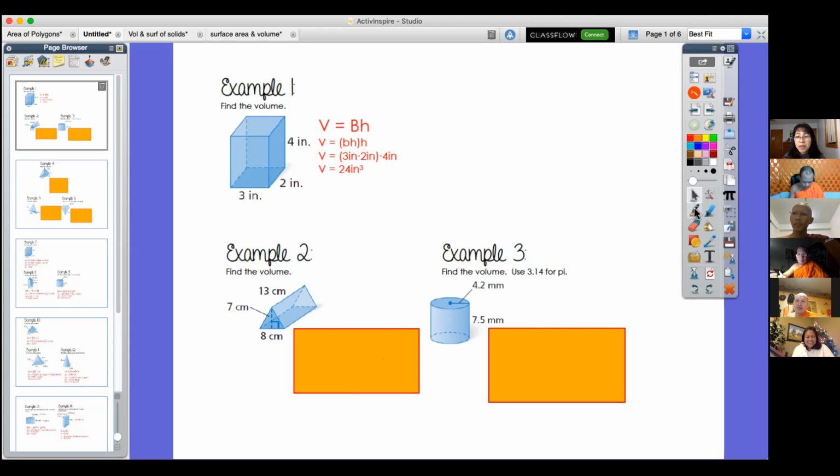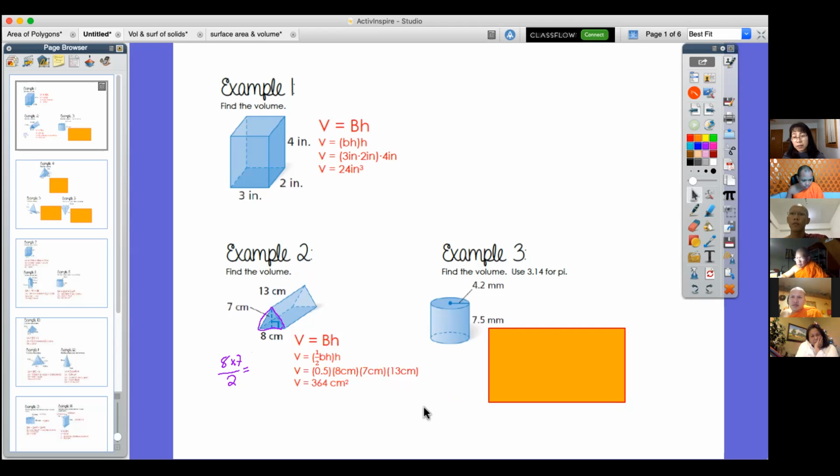First, you have to identify your base, okay? Your base is a triangle. And the area of a triangle is base times height divided by 2. Okay, so the area of the base, 8 times 7 divided by 2. That is your area of the base. And once you got that, you have to multiply by 13. So what is the volume for number 2? 364.